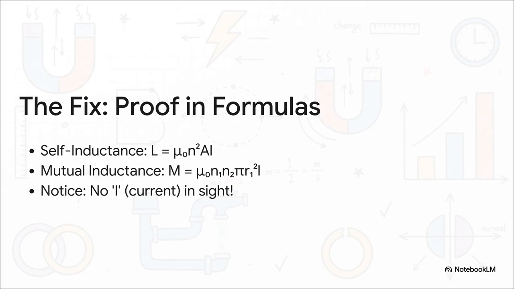Let's take the self-inductance of a solenoid. What's in there? Turns per unit length, area, length. Now look at mutual inductance. Same deal. Turns, radius, length. Do you see an I for current anywhere in these equations? Nope, it's not there. Inductance is defined by how you build the thing, period.